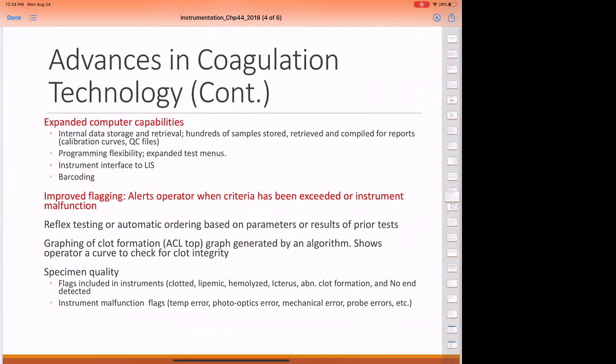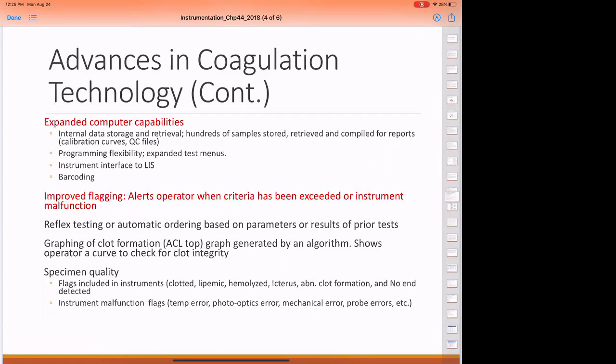New technology in COAG also has expanded computer capabilities. They have internal data storage and retrieval, so hundreds of samples can be stored, retrieved, and compiled for reports for calibration curves or QC files. They also have programming flexibility or expanded test menus. Instruments have the ability to interface with the laboratory information system, and all of them, if not most of them, have the barcoding system. So you don't have to manually input patients' numbers or medical record numbers. Rather, you just scan the specimen and the information for the patient will go right into the instrument.